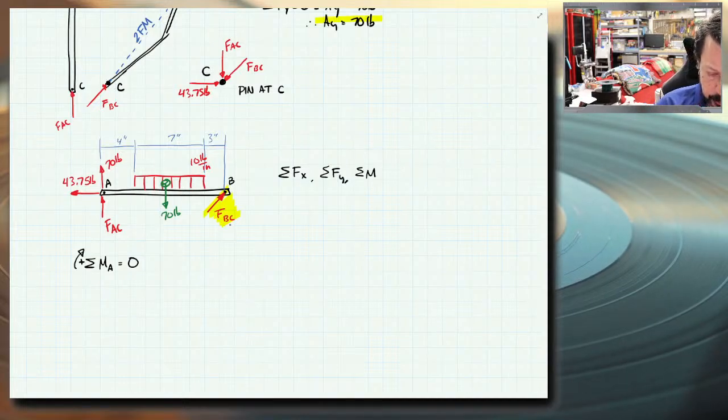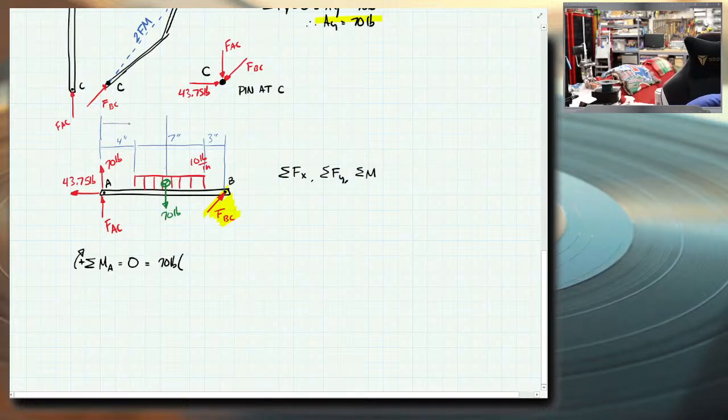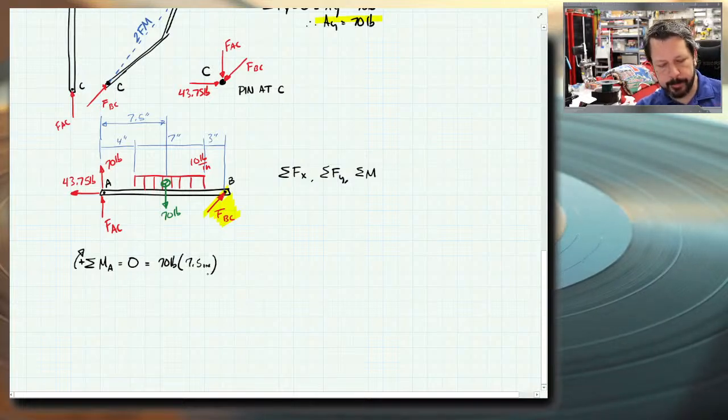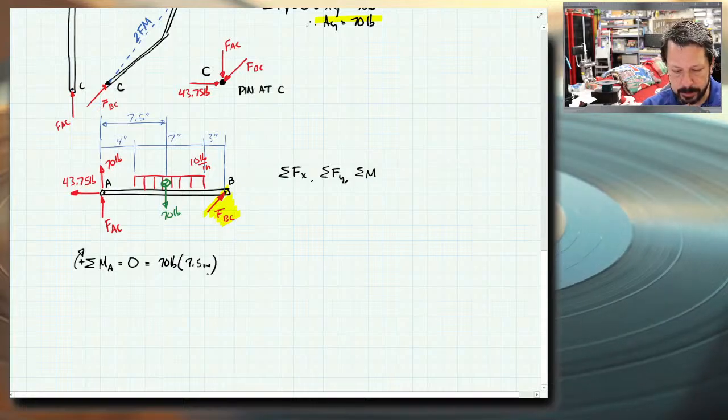The 70 pound, the green 70 pound, does have a moment arm. We decided that moment arm was here, which is 7.5 inches. That would be a clockwise moment about point A. I said clockwise is positive, so I'll give it a positive value here.